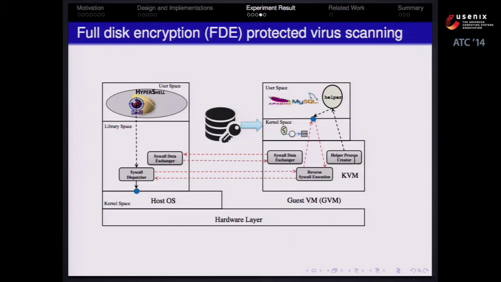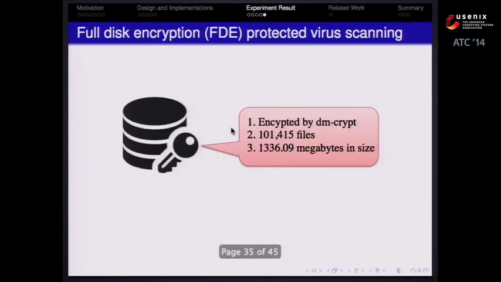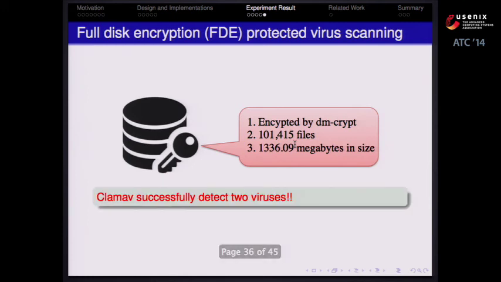With HyperShell, we can actually run some antivirus software to scan the files in the guest OS, even if this image is encrypted. Here is our experiment setup. We put 2 viruses in this file, and then we run the client AV on HyperShell to scan the guest OS, and we successfully detect 2 viruses.